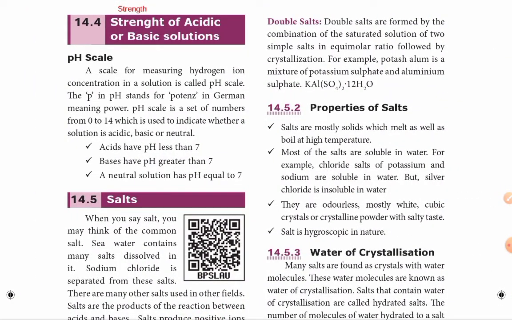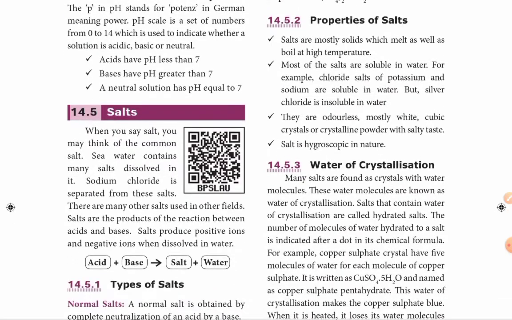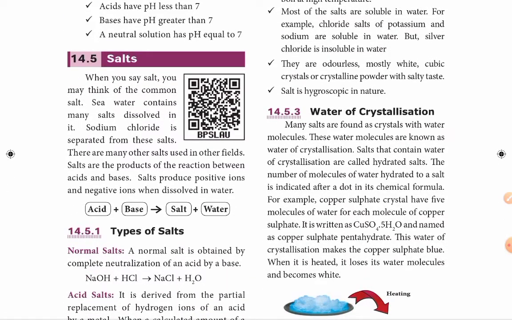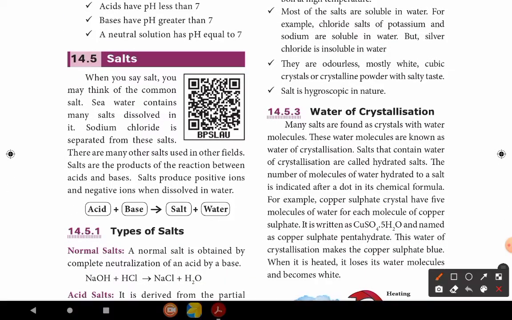So this is what is pH scale. And then let's go on to salts. What about salts? We have already seen that when an acid and a base react, what will you get, children? You will get acid plus base gives salt plus water. This is a general method.